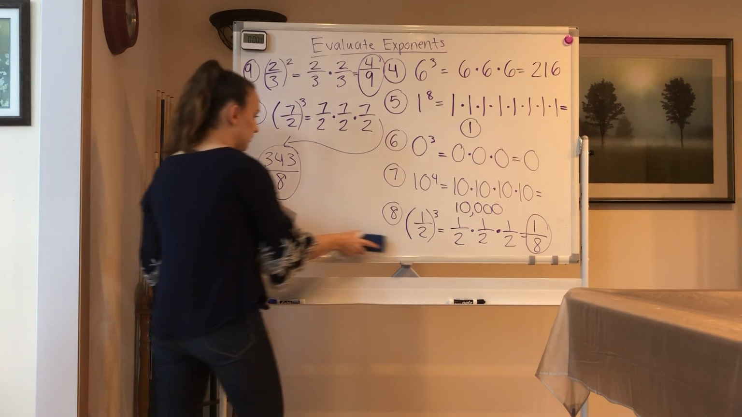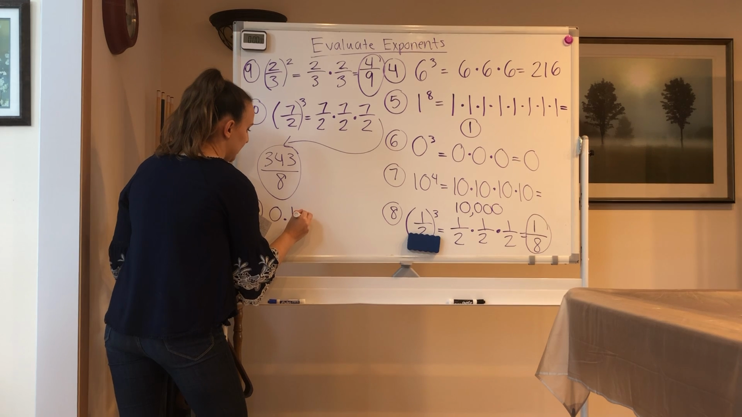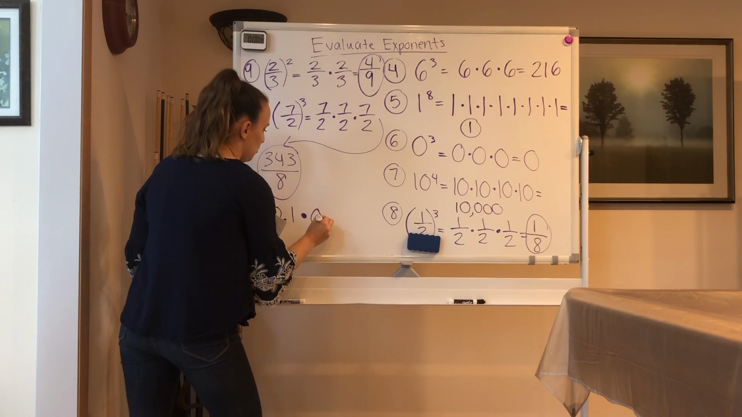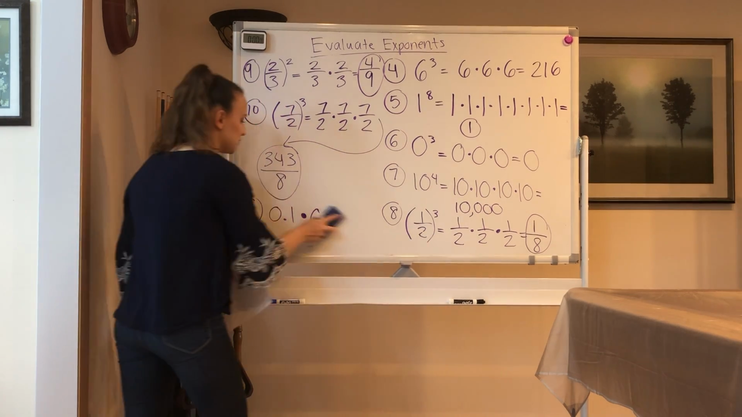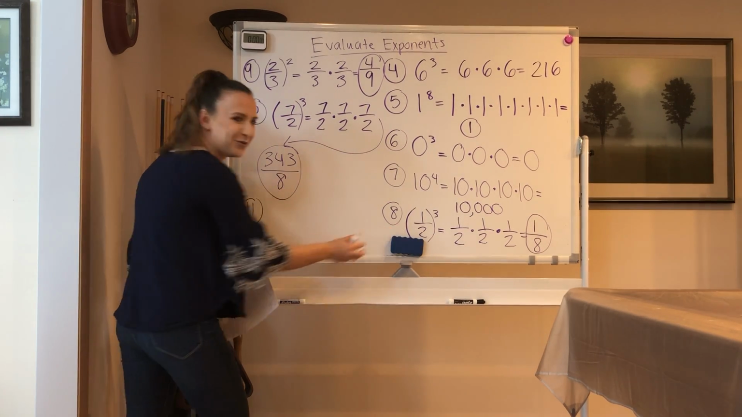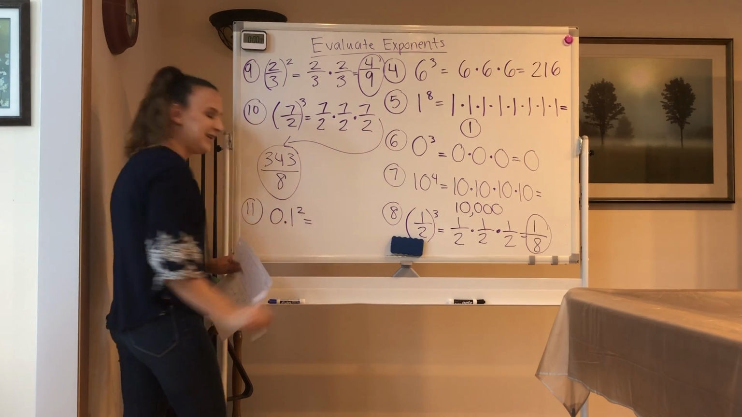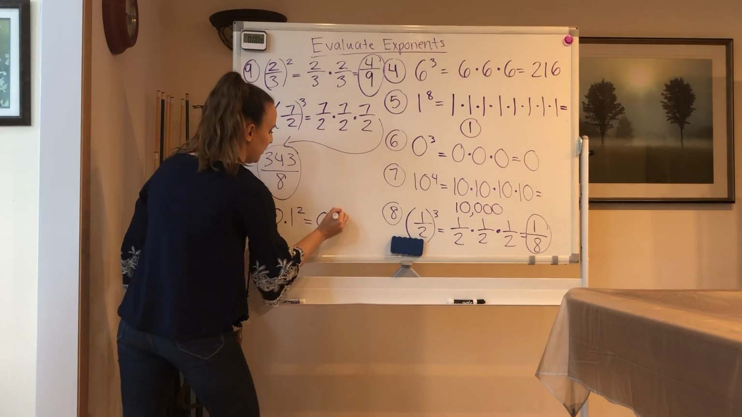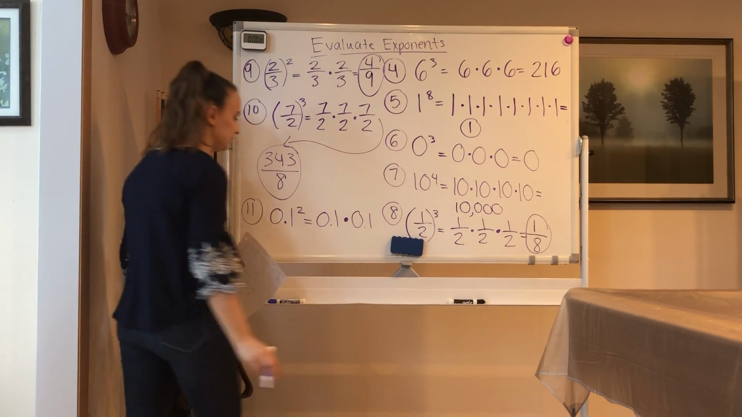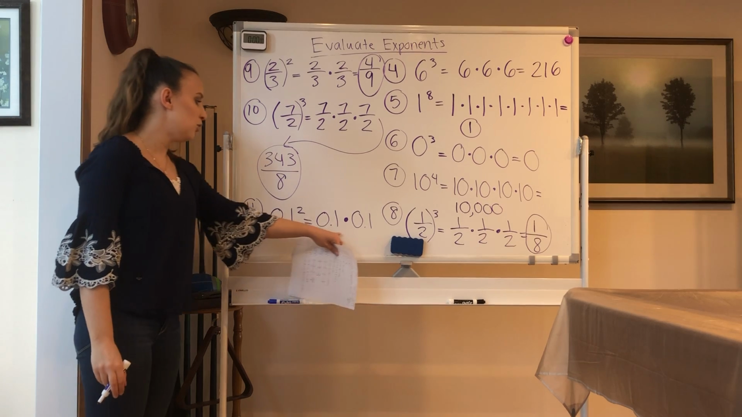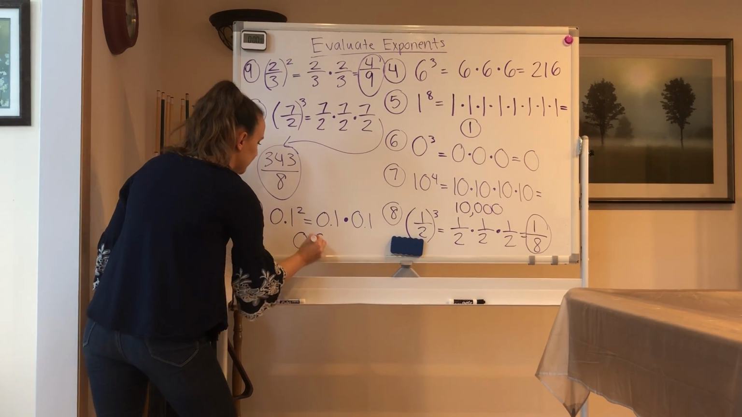Number 11. 0.1 times 0.1. Oops, I just wrote the answer instead of writing the problem. Okay, well 0.1 squared equals 0.1 times 0.1. Okay, so 0.1 times 0.1 is 0.01.